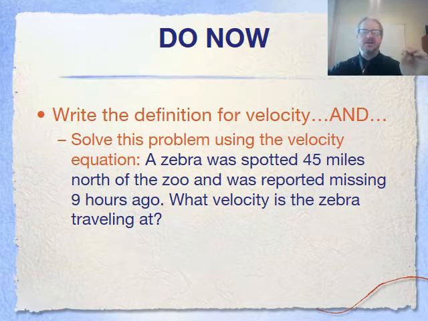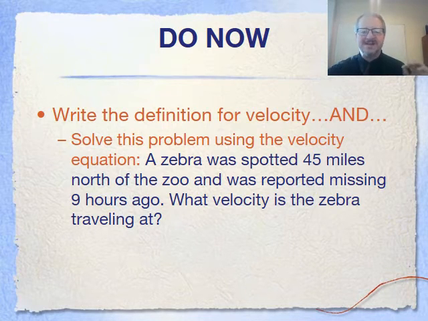So what I want you to do is think about what is the definition for velocity. Once you've come up with the definition of velocity, you can look it up if you need to. I want you to solve this problem. A zebra was spotted 45 miles north of the zoo and was reported missing 9 hours ago. What is the velocity of this zebra?